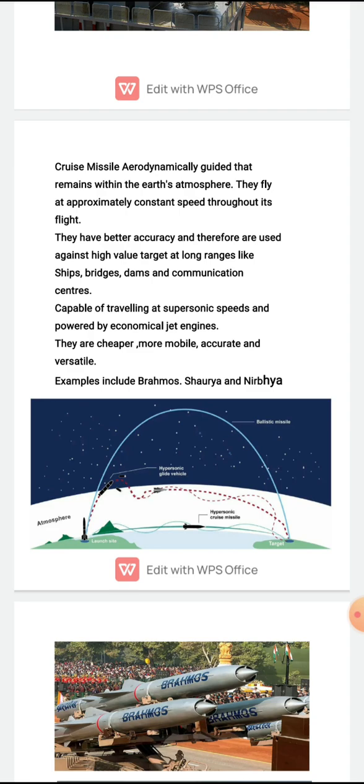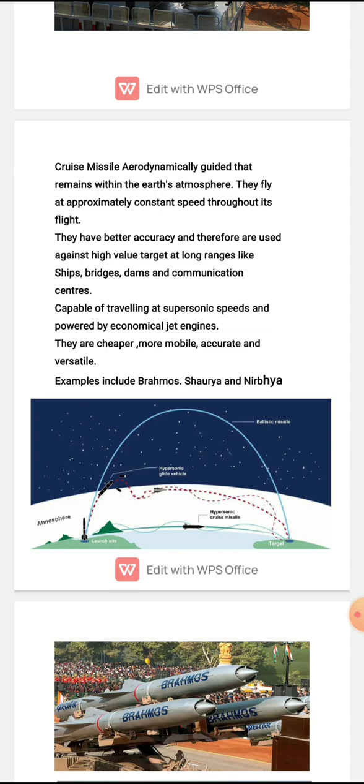Cruise missile never goes out of the Earth's atmosphere. It remains at a height of 15 to 20 kilometers from the ground, and once the cruise missile is fired, initially it follows some of the parabolic path as you can see, then it goes straight, parallel to the ground, and then it hits the target.